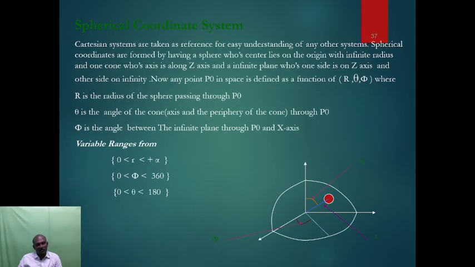In spherical systems we have r, phi and theta. R varies from 0 to infinity. Phi varies from 0 to 360, as in the cylindrical coordinates. Theta varies from 0 to 180 degrees.